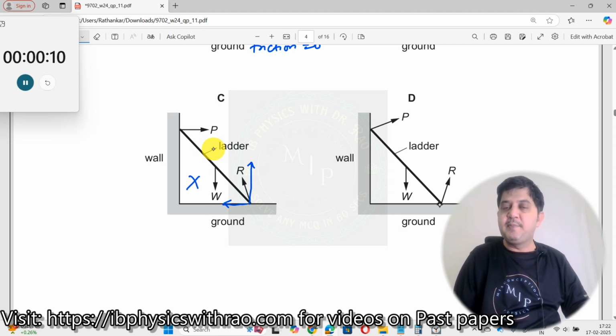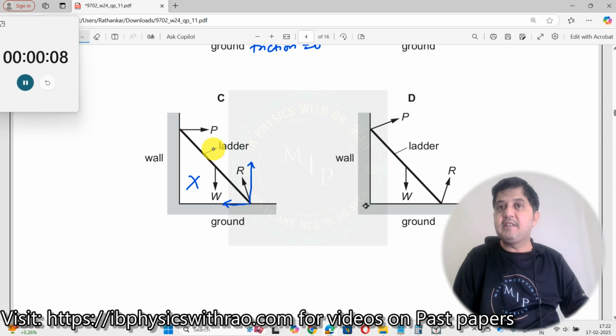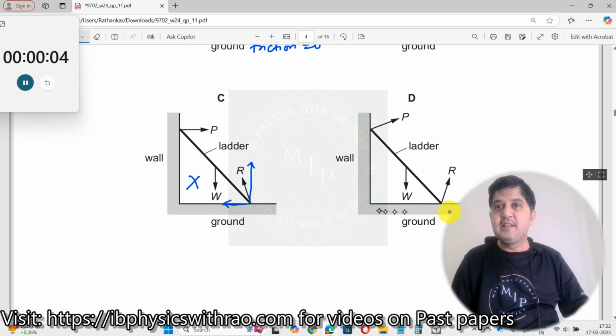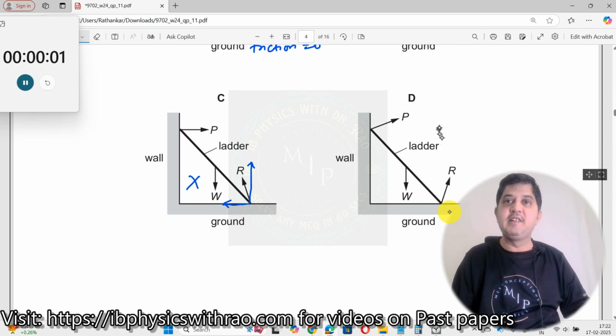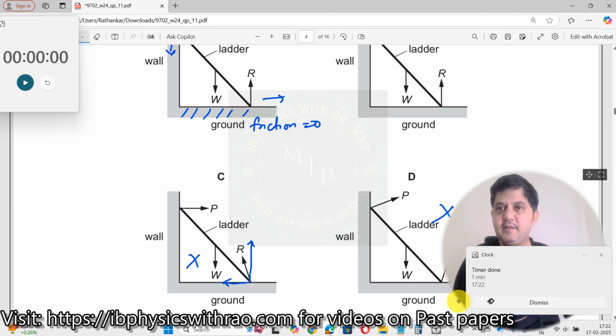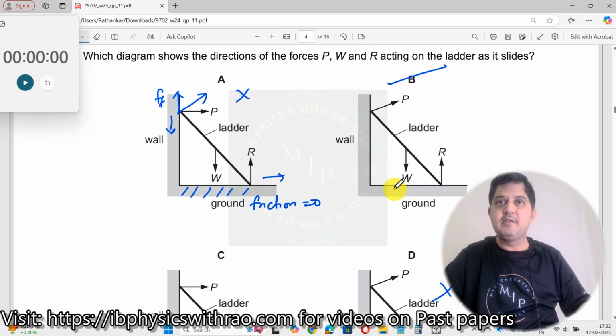And here, what does this mean? This means that if this was a rough ground and this was also rough, in that case, this could have been correct. But of course, this is a frictionless ground. So therefore, this is also incorrect. The right answer is only B. Right? It's B.